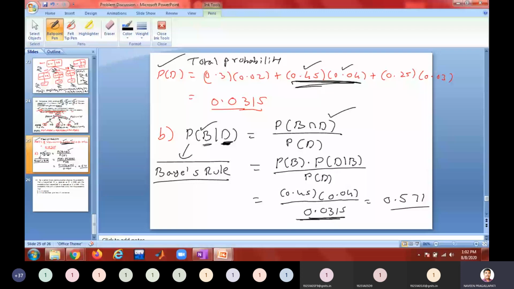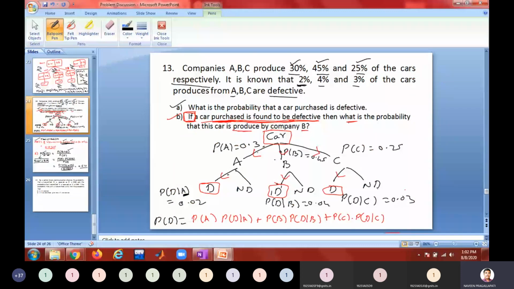Okay, and like this I can ask the same thing. If a car is purchased and found to be defective, then what is the probability that the car is produced by company C? Instead of B, I can ask C. Then this branch product by the sum of branch products. Or I can ask that the car is produced by company A. Then this branch product by the sum of all branch products.